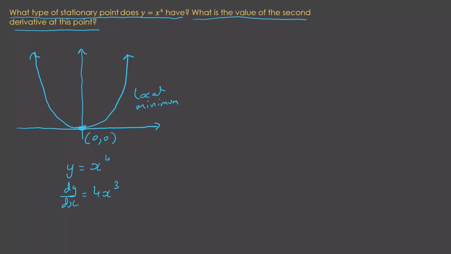and we look for the turning point, which is where dy dx is 0, so 4x cubed equals 0, implies x equals 0. And then we do the second derivative. That's going to be 12x squared. And that means that the second derivative, when x equals 0, is 0.